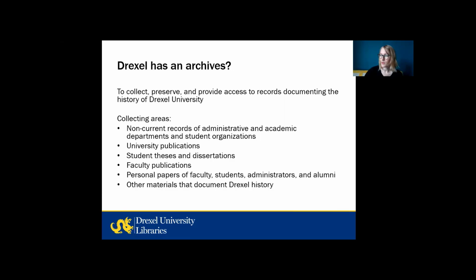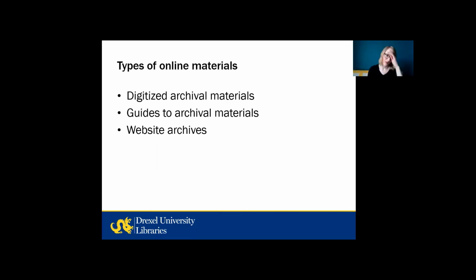So our online collections cover three main types of materials. We have digitized archival materials, which are scanned photographs, yearbooks, course catalogs, basically digitized versions of the paper materials that you would expect to find in an archives. We also have collection descriptions, so guides to all of our archival materials, both digitized and not digitized. And we have website archives. We preserve snapshots of websites that are maintained by or related to Drexel University.